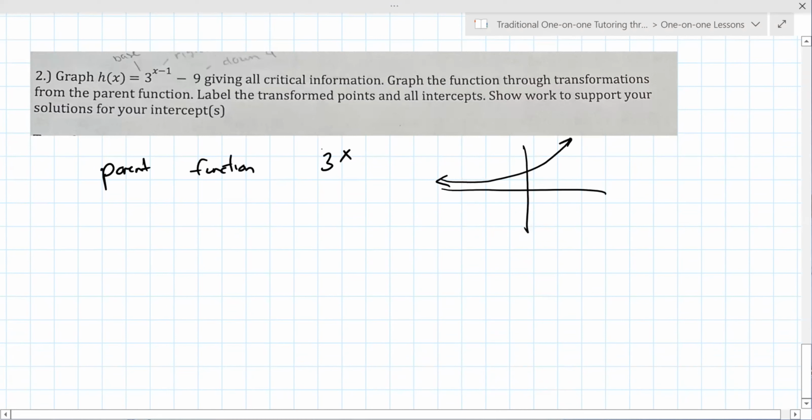The reason you need to know that is it helps with the transformation. This x minus 1 is a transformation. This minus 9 is a transformation, and that x minus 1 is very similar to the quadratic stuff and the absolute value stuff. This tells you that it goes right 1 because it's kind of opposite what you'd think it would be. So the transformations are right 1 and then down 9.